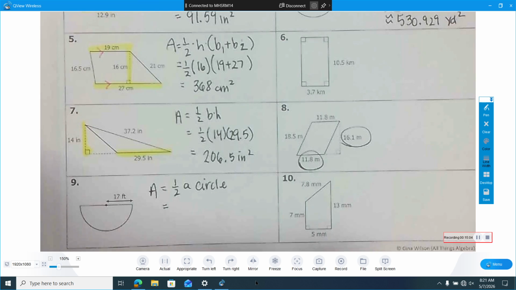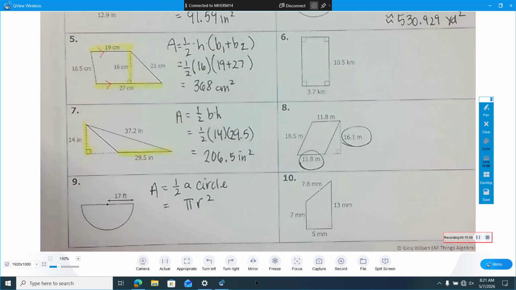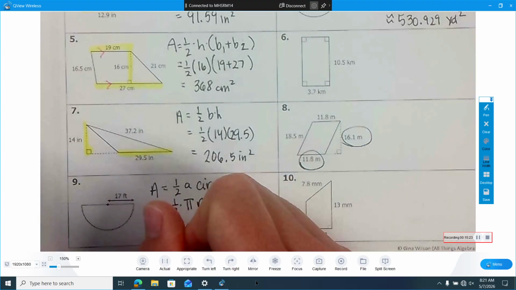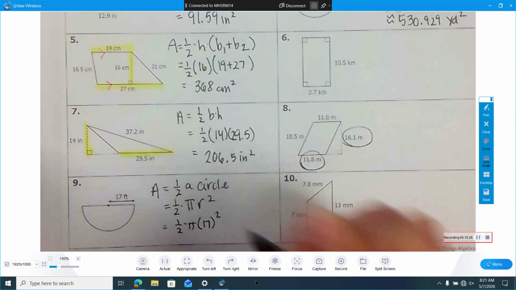Yeah. So we know that our formula for area of a circle is pi r squared. So you could figure out the whole circle and then cut it in half, divide by 2, or I can just say I just want half of that formula. Okay, and so that is simply 1/2 times pi times 17 squared.